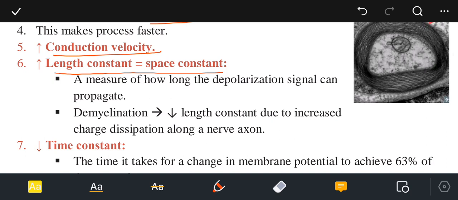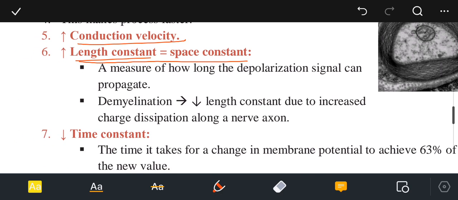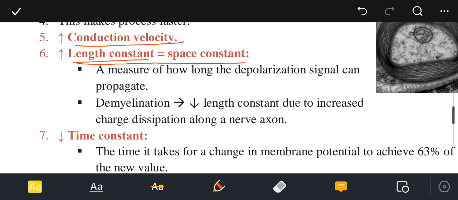A measure of how long the depolarization signal can propagate. If I'm talking about the length constant, the length constant means the length of the axon that is covered by an impulse before dying out. That is called the length constant. So the higher the length constant, the better the impulse propagation. So we want to have a high length constant.